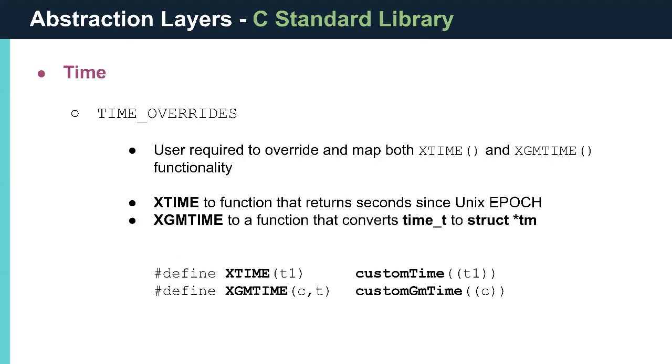If you define TIME_OVERRIDES, you're required to override both XTIME and XGMTIME. And so XTIME is, again, just a function that returns the seconds since the Unix epoch. And XGMTIME is a function that converts a time_t structure to a struct tm.